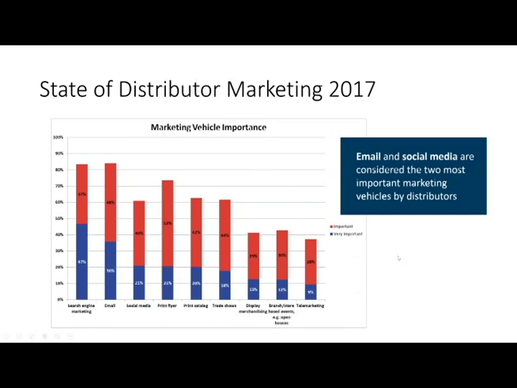There we go. If you take a look at this slide, we looked at what distributors consider important in terms of marketing vehicles. So at the low end there, you see things like traditional media, display merchandising, trade shows. But then if you look all the way over at the left, you see email, you see search engine marketing that they consider to be either very important or important.